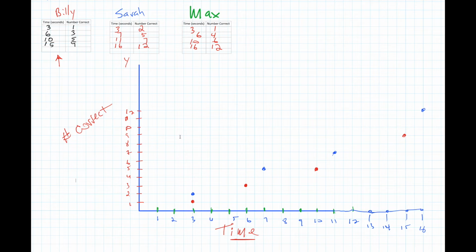And Max we have 3, 1, which is the same as Billy. And then 6, 4, 6, and then 1, 2, 3, 4. And then 10, 6, 10, 1, 2, 3, 4, 5, 6. And then 16, 12, 16 and then 1, I think this one was 12.